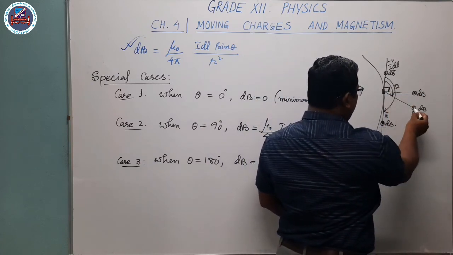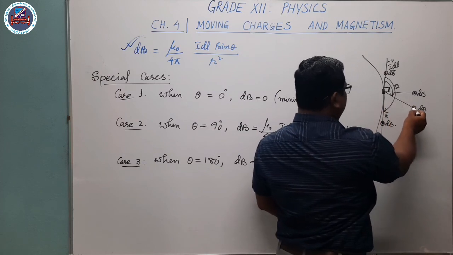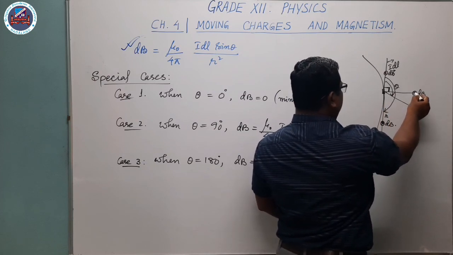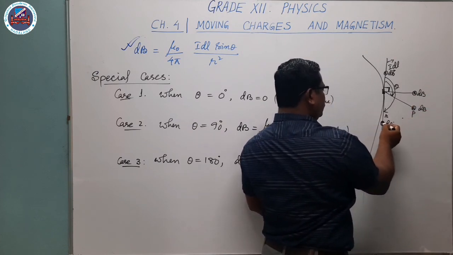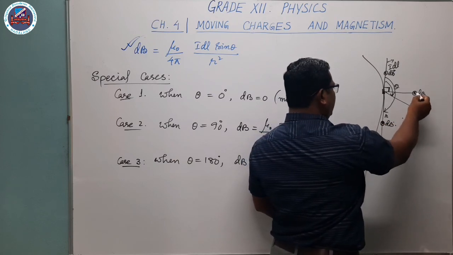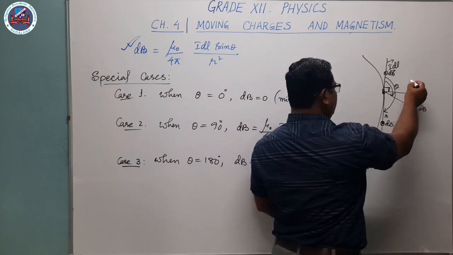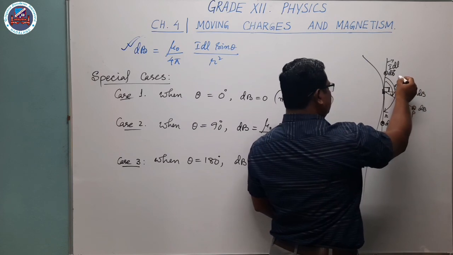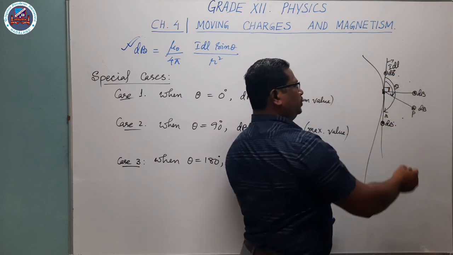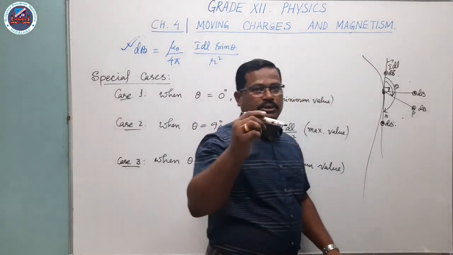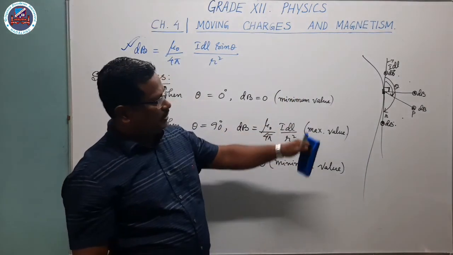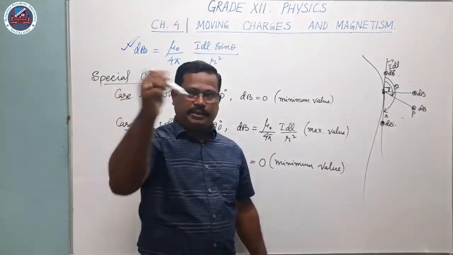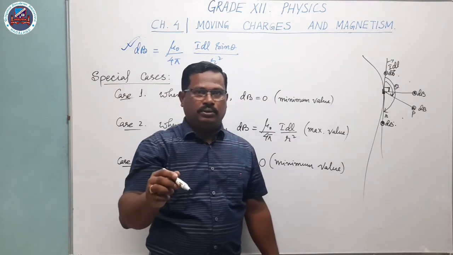If you take here, yes, you will get some value, but it will not be the maximum. If you take here, it will get reduced, and it will become 0 here. Like that dB, if you take here, you are getting the maximum value. If you take here, it will become a little bit less, and here it will become 0. So these are the positions that you have to keep in mind while doing numericals. That part is essential. Along I dl, if you take dB, the angle will become 0 and there will be no magnetic field.